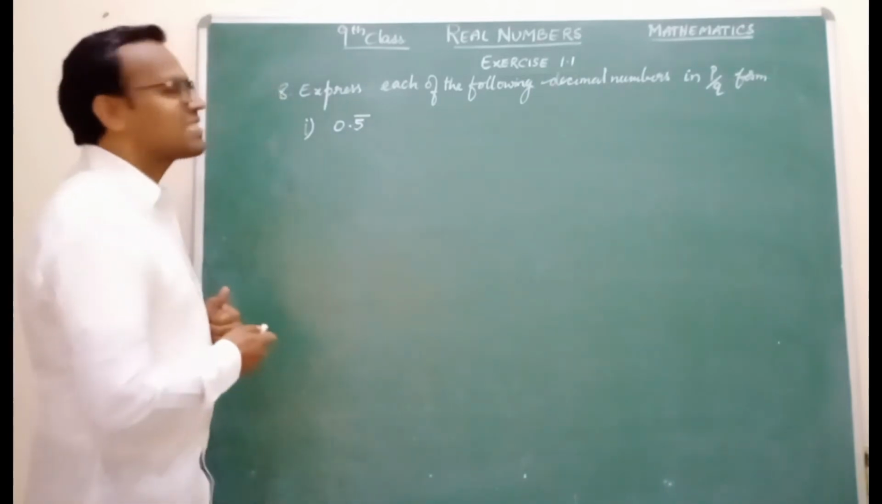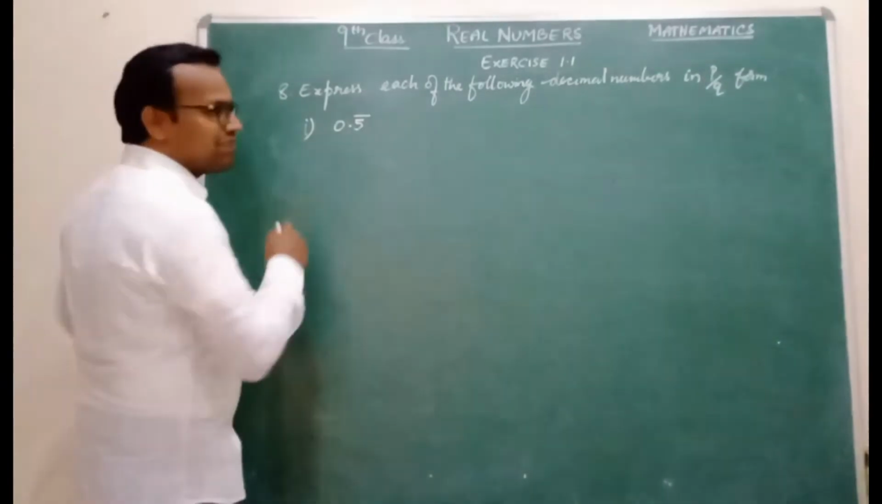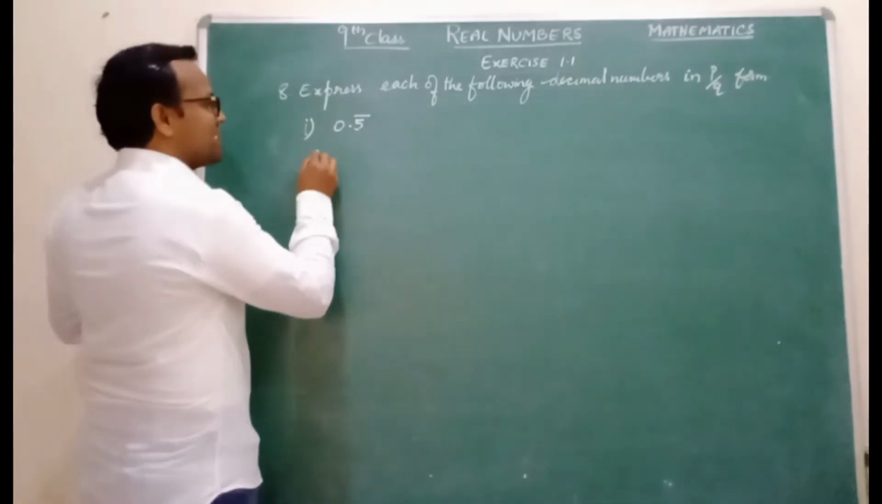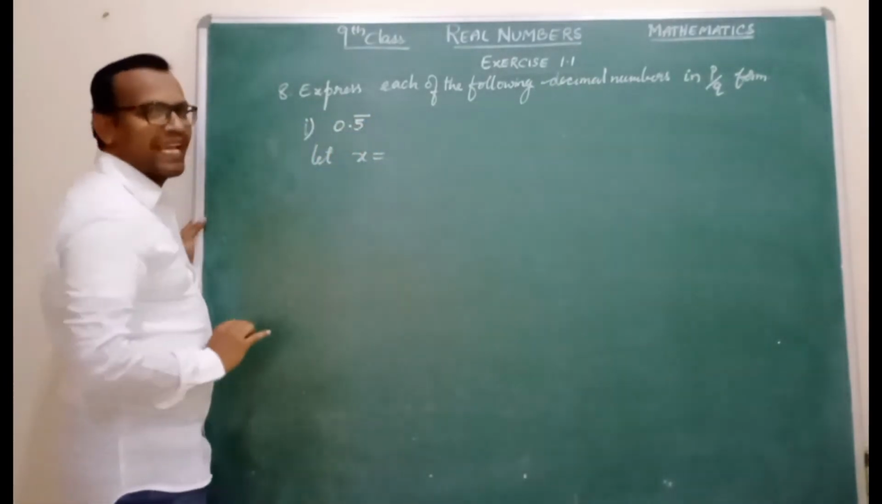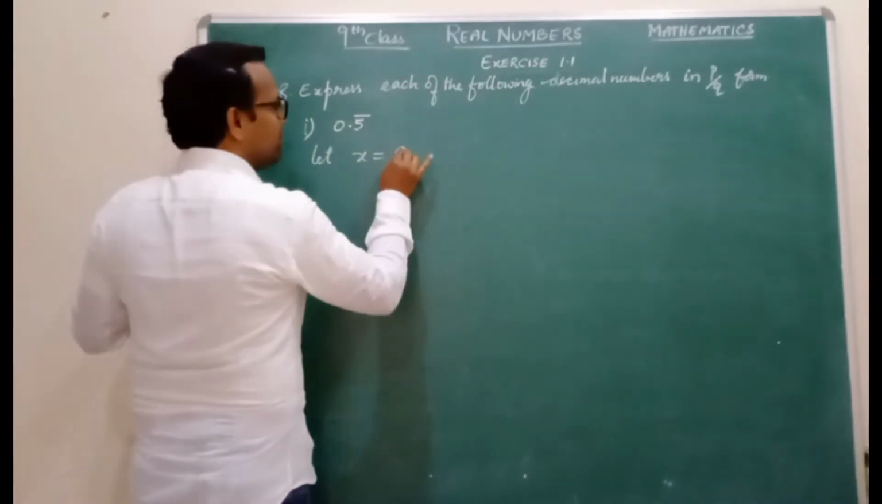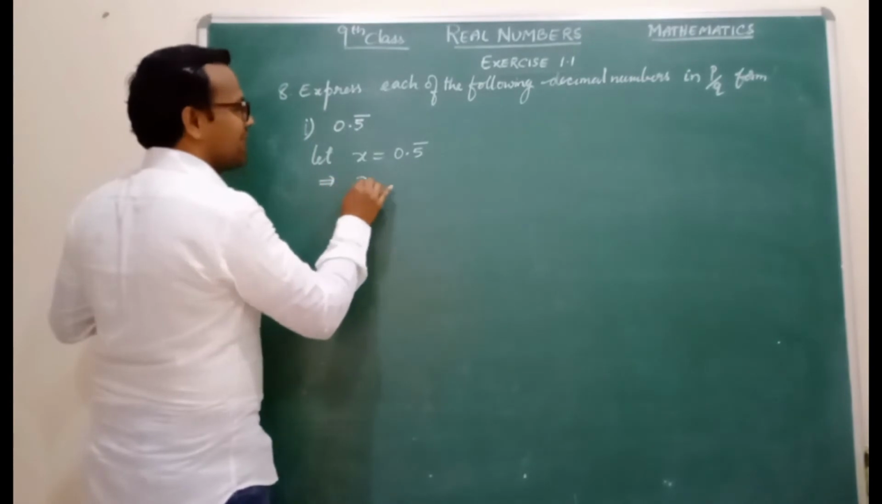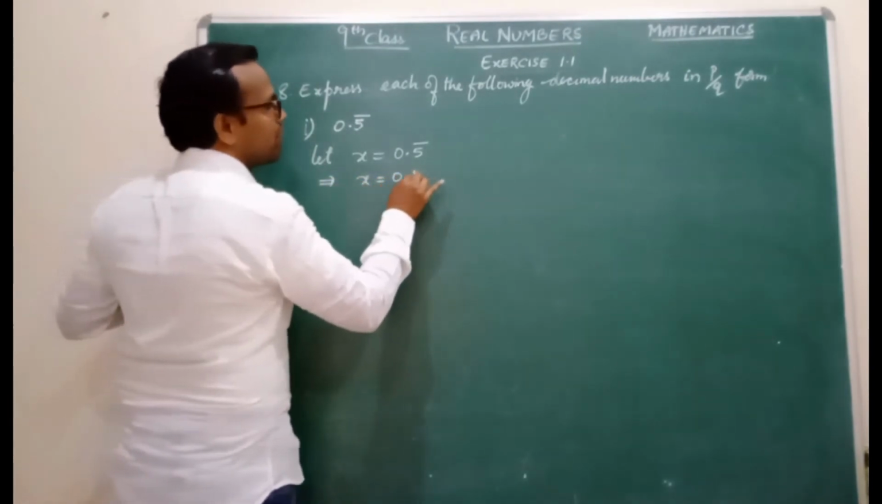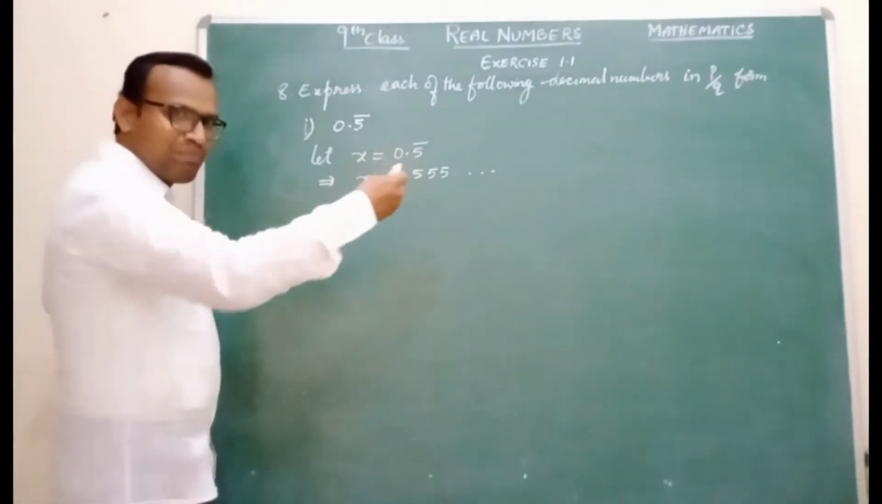Okay, now we'll start with the first one. 0.5 bar is the first one. How are we going to do this one? Simple. First, let me assume that the given decimal is x. X is equal to 0.5 bar, which means x is equal to 0.555 and so on. That means 5 is repeating.